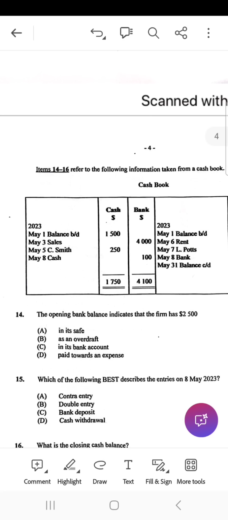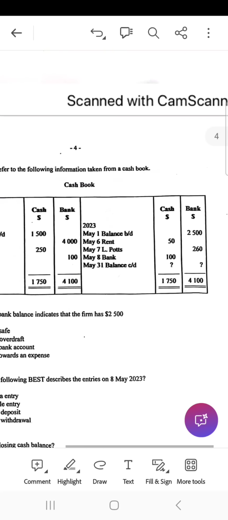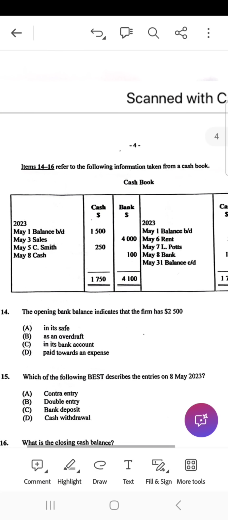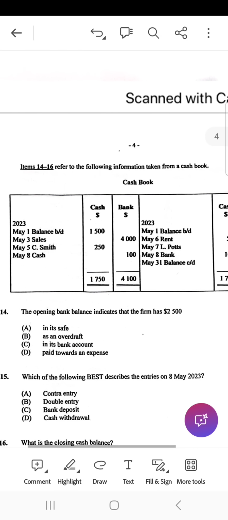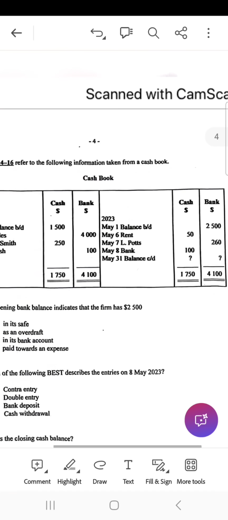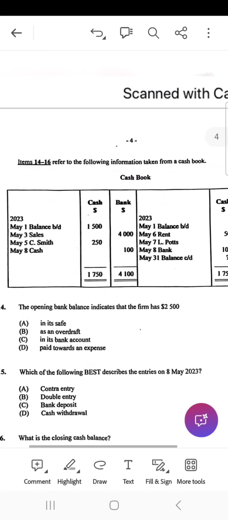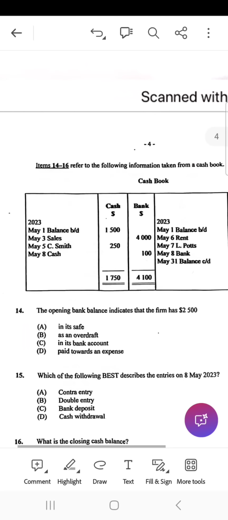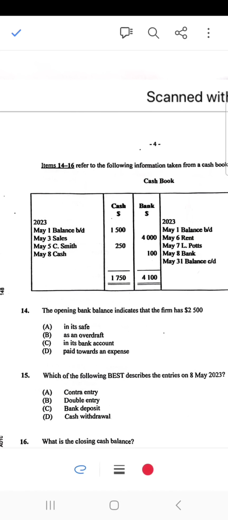Number 14, so they give us a cash book here. And they ask, the opening balance indicates that the firm has $2,500 in a safe. No. So it's on the credit side of the bank column, which means they have an overdraft. In a safe, yes? Wow.